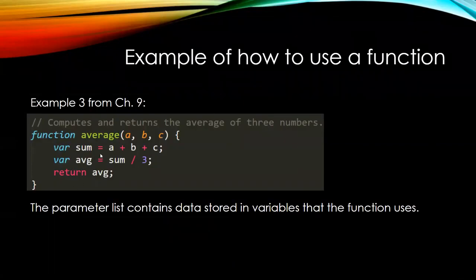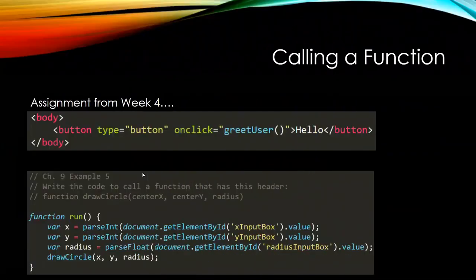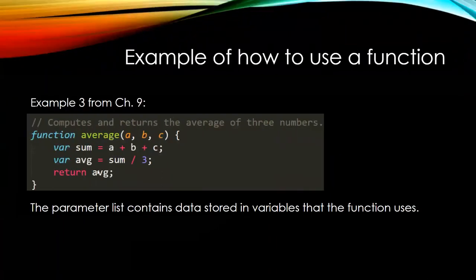All right. Example of how to use a function. So we have average, A, B, and C. Sum equals A plus B plus C. Average equals sum divided by 3. And return average. Okay. Now this return is an interesting thing.